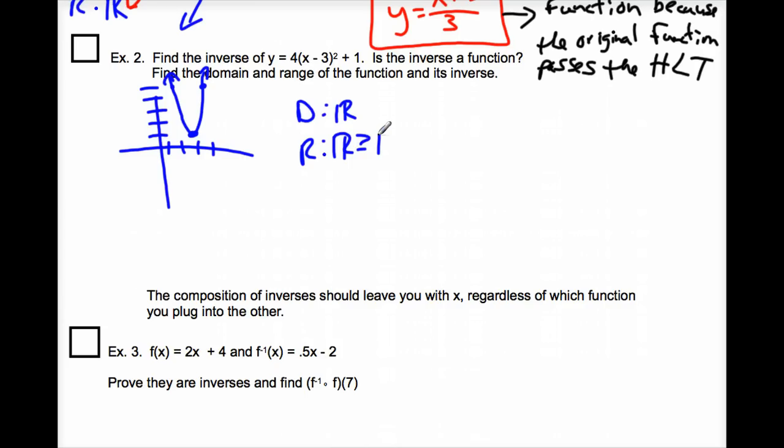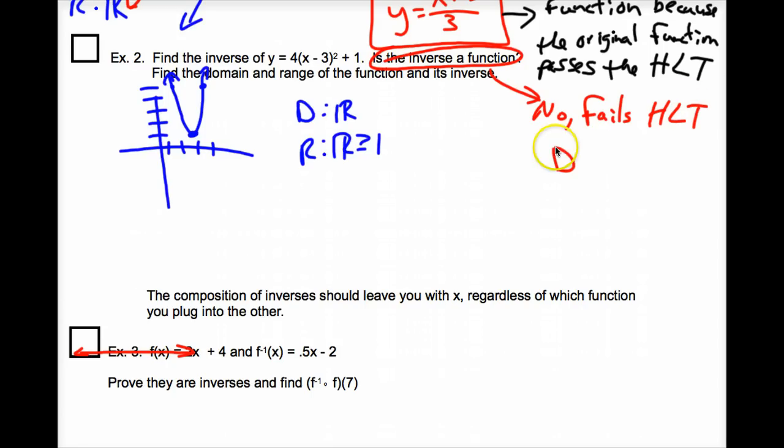I can answer the question about is the inverse a function right now. The inverse is not a function. I know the inverse is not a function because if I take a horizontal line over here, I can hit more than one point. So I don't even need to graph the inverse itself. I can just look at what's over here and say, hey, a horizontal line hits more than one point. So no, it fails the horizontal line test.